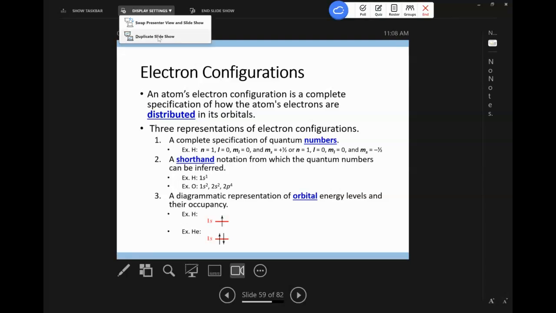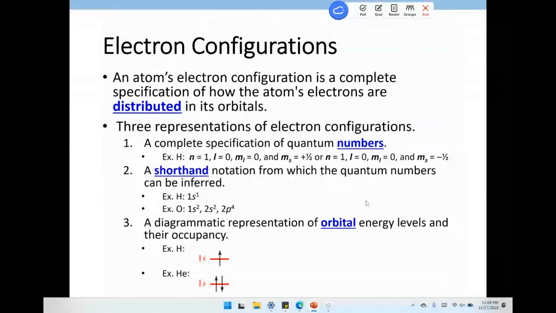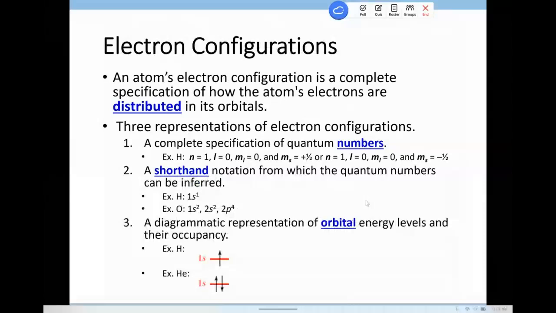Let me write in some of these blanks here. Do you all have blanks on this slide? Oh, okay. Never mind. We're good then.